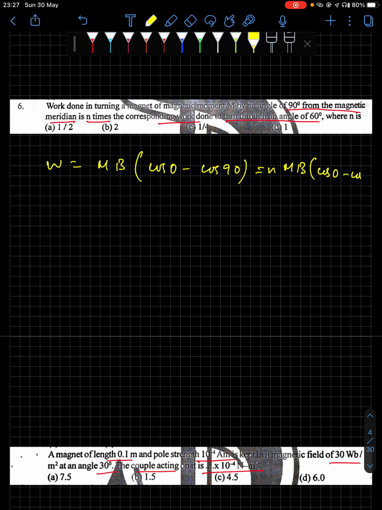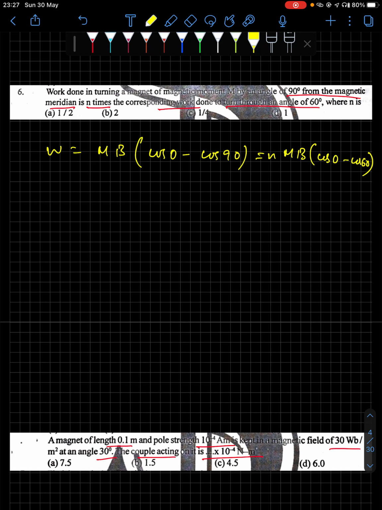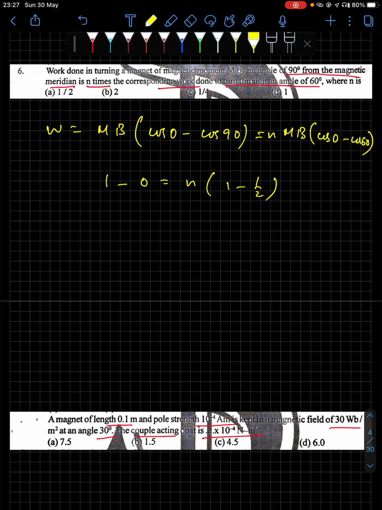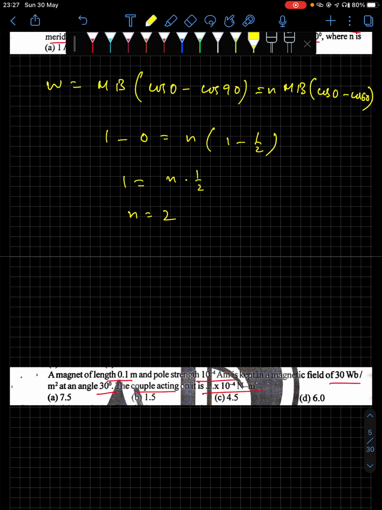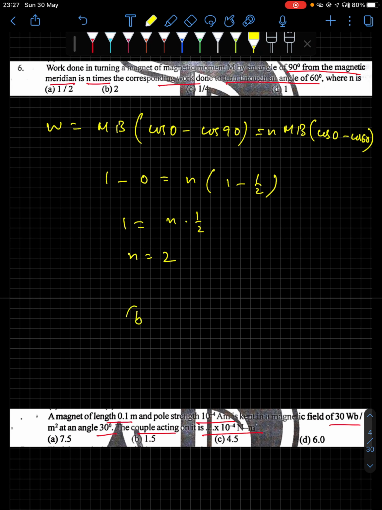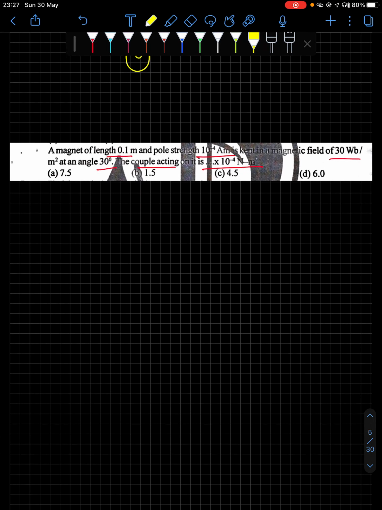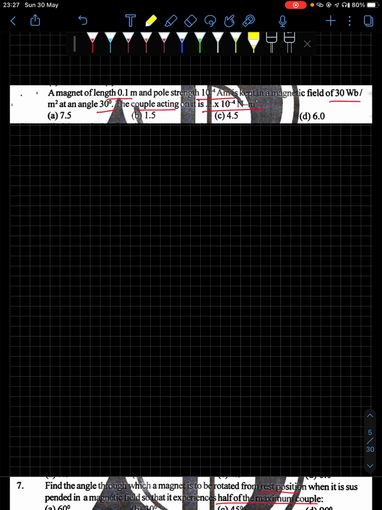minus cos 60 degree). Now mB cancels, and cos 0 is 1 minus cos 90 is 0, equal to n times (1 minus half) on the right side. So 1 equals n into half, so the value of n comes out to be 2. Your answer is option number B. Next question, this question doesn't have any number, anyway it doesn't matter.